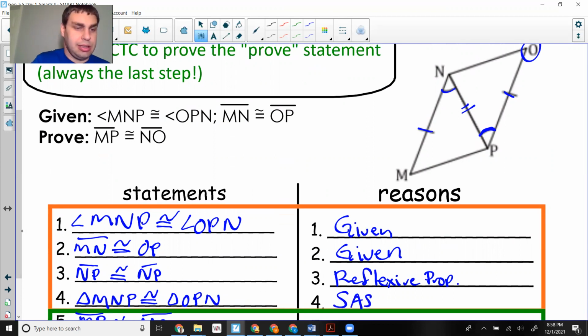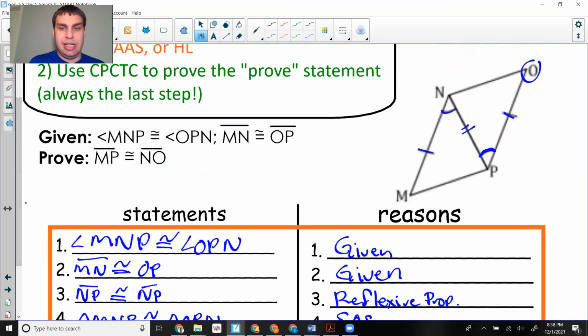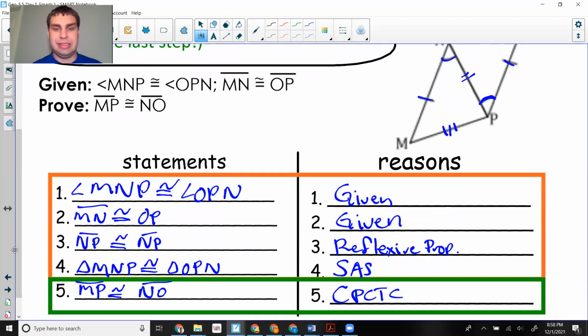And then our last reason, MP is congruent to NO because of CPCTC. If you look at the triangle, that makes sense, right? MP, that's this one. I'm going to put 3 tick marks there. And the only side that doesn't have anything yet is NO. So of course that has to be true. And that is by corresponding parts of congruent triangles are congruent, or CPCTC.